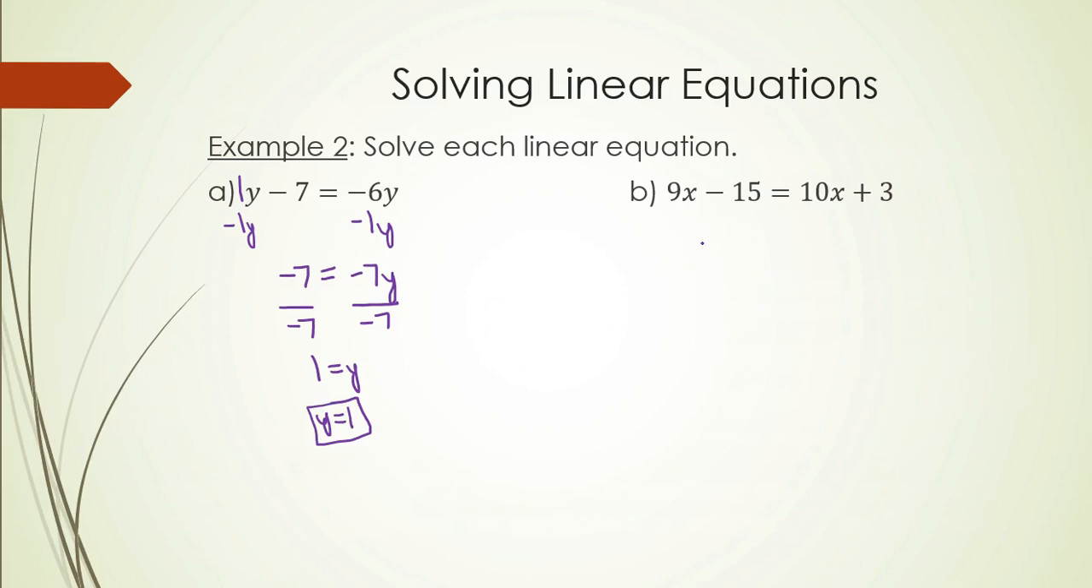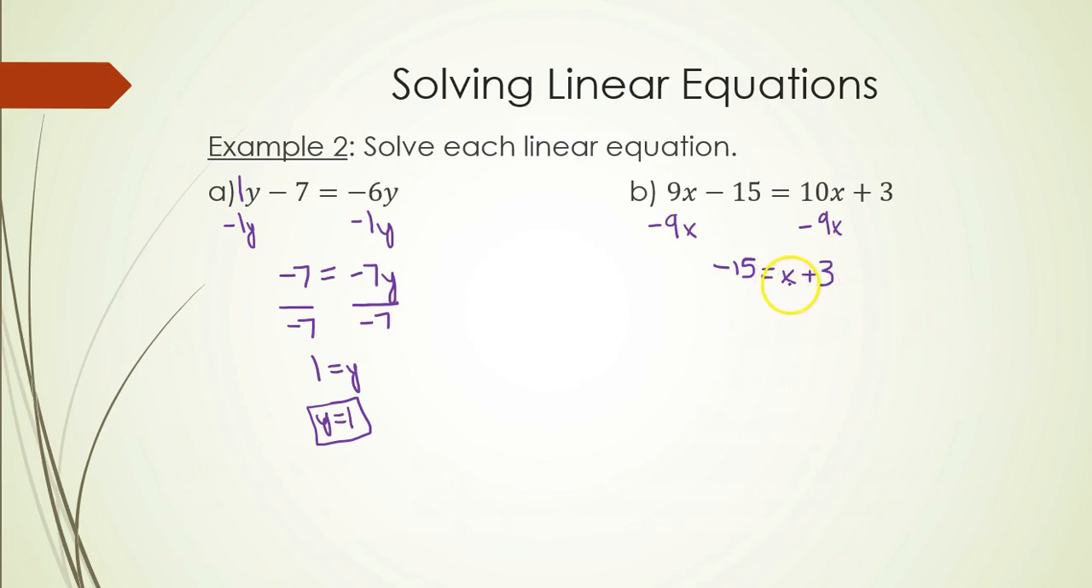Second equation, in part B, you have 9x minus 15 equals 10x plus 3. Once again, variables on both sides of the equation. I have a 9x on the left, a 10x on the right. I will take away 9x from both sides. This gives me negative 15 equals x plus 3.